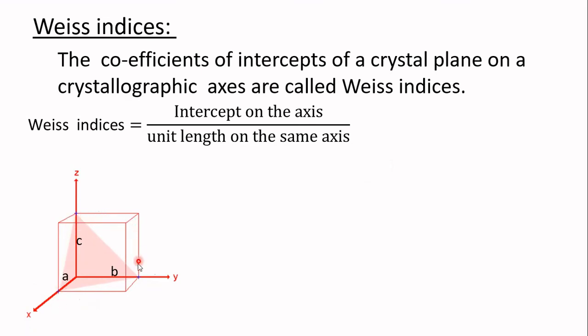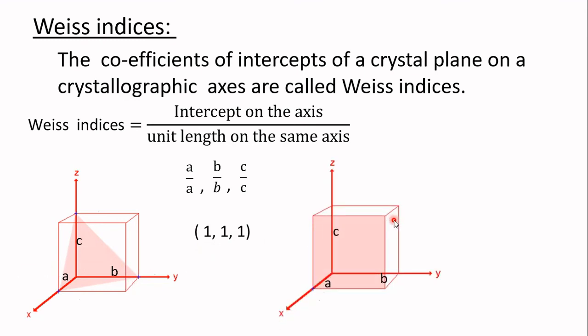Here I have taken a unit cell. So I have considered a unit plane. See, the edge lengths will be a small a, a small b and a small c. Now you consider this. If I consider the intercept along the x-axis, intercept on the axis will be a, divided by unit length on the same axis, it is also a. As the plane touches this point, it will be a divided by a itself. So along the y-axis, intercept on this axis will be b as it is touching at this point. Unit length on the same axis will be b itself. Then along the z-axis, intercept on this axis will be c. Unit length on the same axis will also be c. So when you simplify it, it will be 1, 1, 1. This is the Weiss indices for this plane.